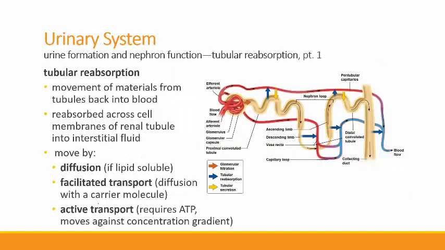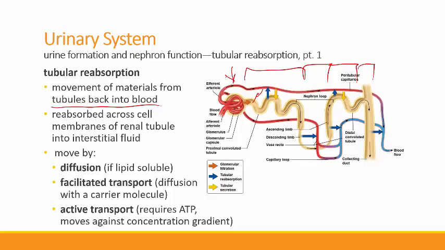So let's take a look first at tubular reabsorption. And we've got this schematic here showing us all the different regions of the nephron tube. The glomerulus, of course, the proximal convoluted tubule, the nephron loop, the distal convoluted tubule, and then here the collecting duct. So tubular reabsorption, recall, pulls materials from the tubules and puts it back into the blood, by way of the fluids that are around the nephron loop.